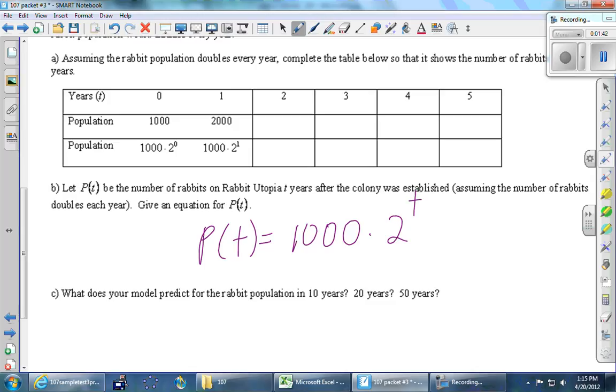If the t is in the exponent, do you know what we're going to call that new kind of function? It's an exponential function. Okay. Calling it exponential is telling you where the variable is. It's in the exponent.